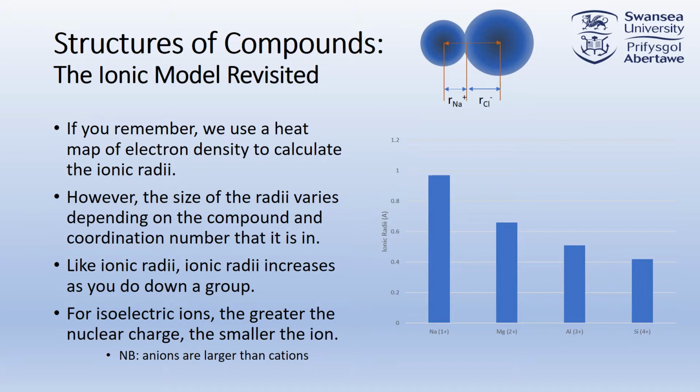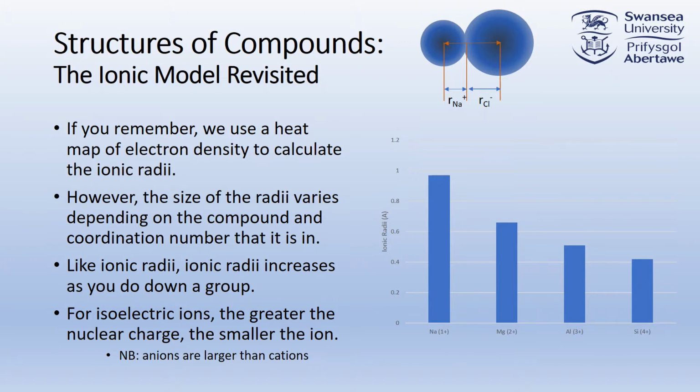So let's revisit our ionic model and look at our ionic compounds. If you remember, we used a heat map generated from X-ray crystallography to calculate the ionic radii. However, why do ionic radii vary? Well, it depends on the compound that you're bonding it into, and also the coordination number that it's actually in. So how much of a pull does it actually have from our other ions within the compound?